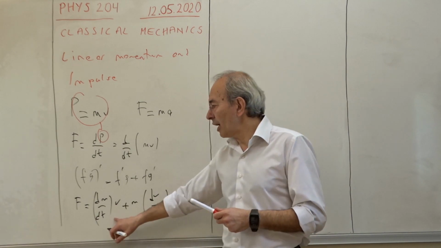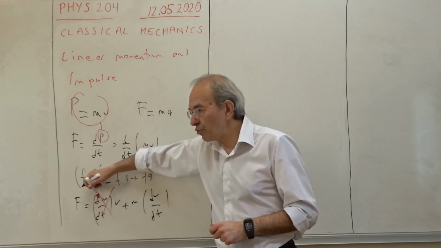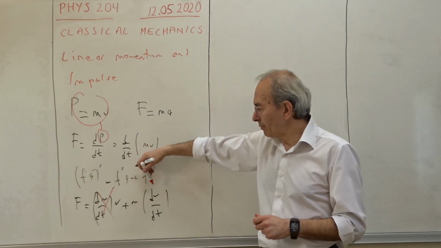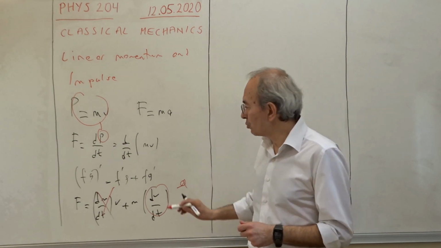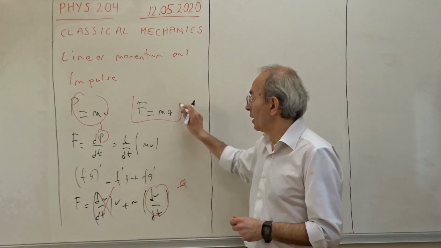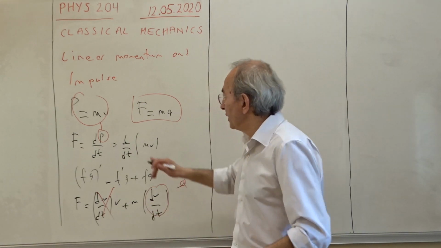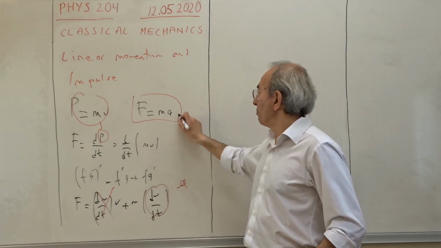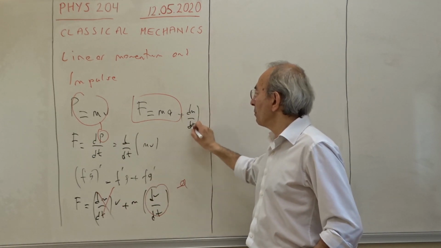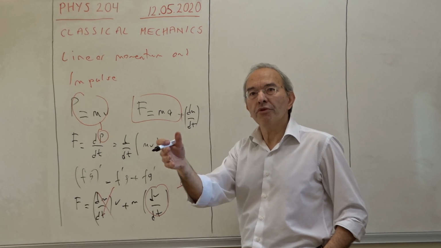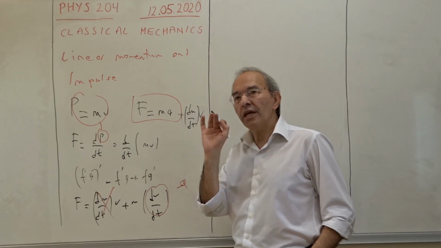So if you neglect this first term, dm by dt, then you are left with F equals m times dv by dt. But dv by dt, as we know, is the acceleration. So it reduces to the equation F equals ma. But in the more general cases, it is not only m times a, but plus this term, dm by dt, coming from the change of the mass of the object, multiplied by the velocity at that time.